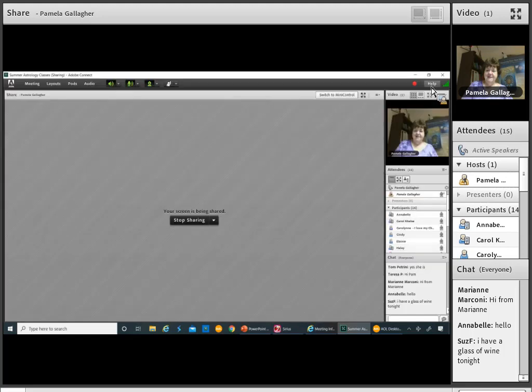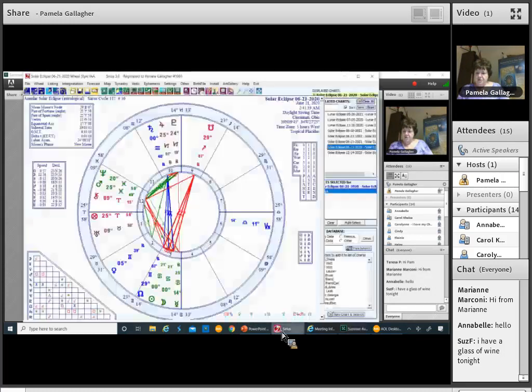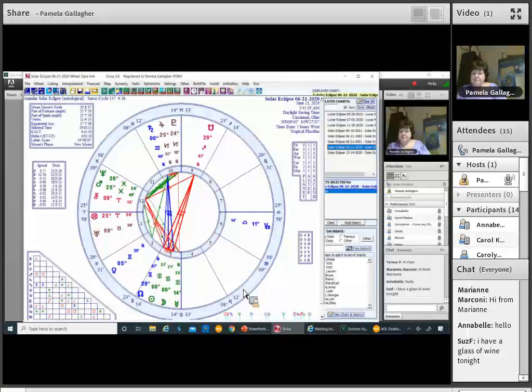So let's go back to, okay, we are recording, and we'll start with the chart, the solar eclipse chart for today. The solar eclipse this morning, Lord knows we've been talking about it, so I think everybody knows.